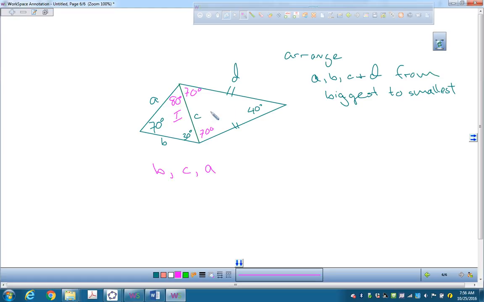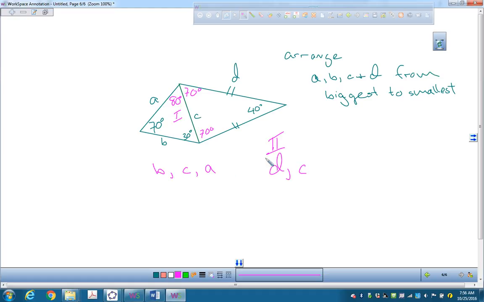You gotta be careful with that though, right? Because they're two different triangles, right? So you can't, in triangle 2, which is bigger, C or D? In triangle 2, which is bigger? D, and then C, right? So it goes D, C here, but C is the same.